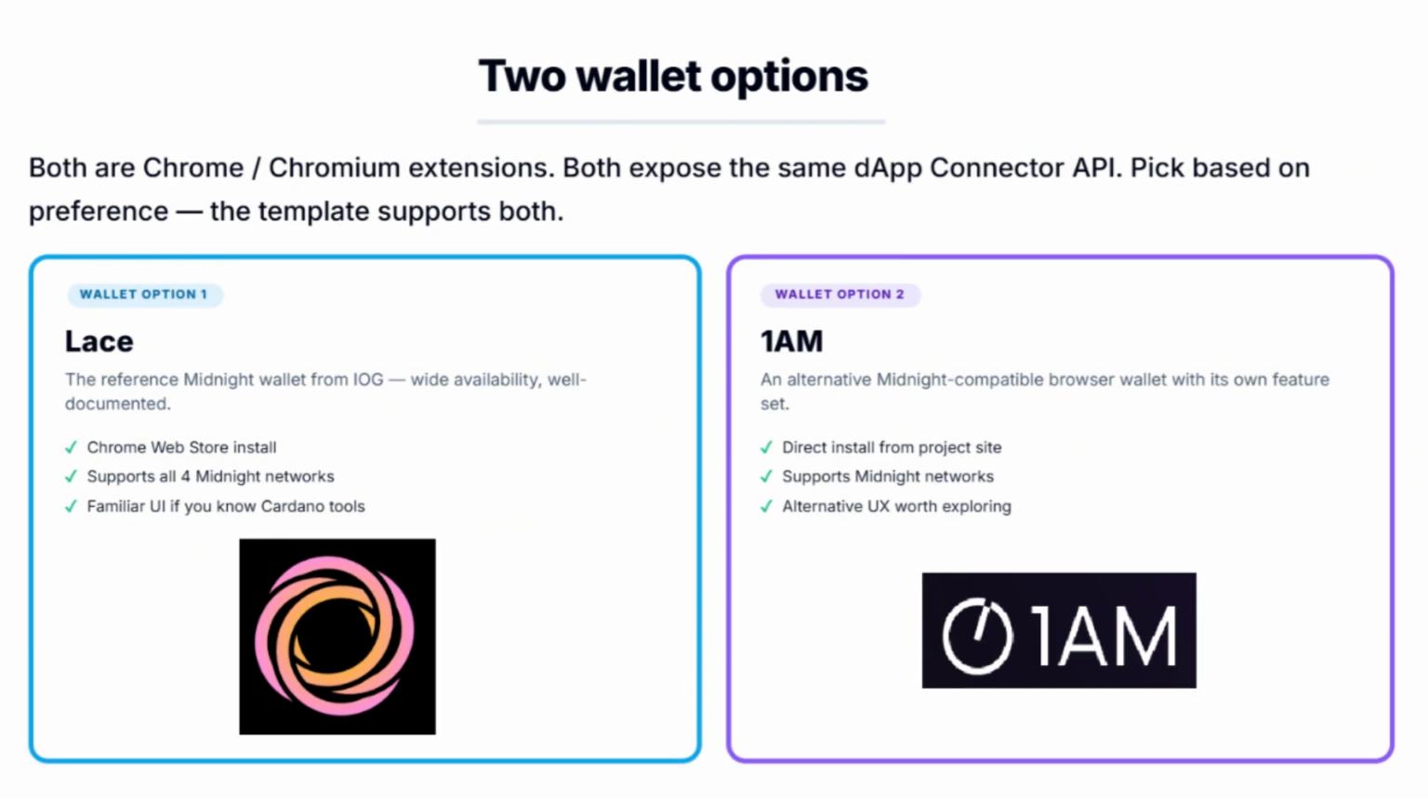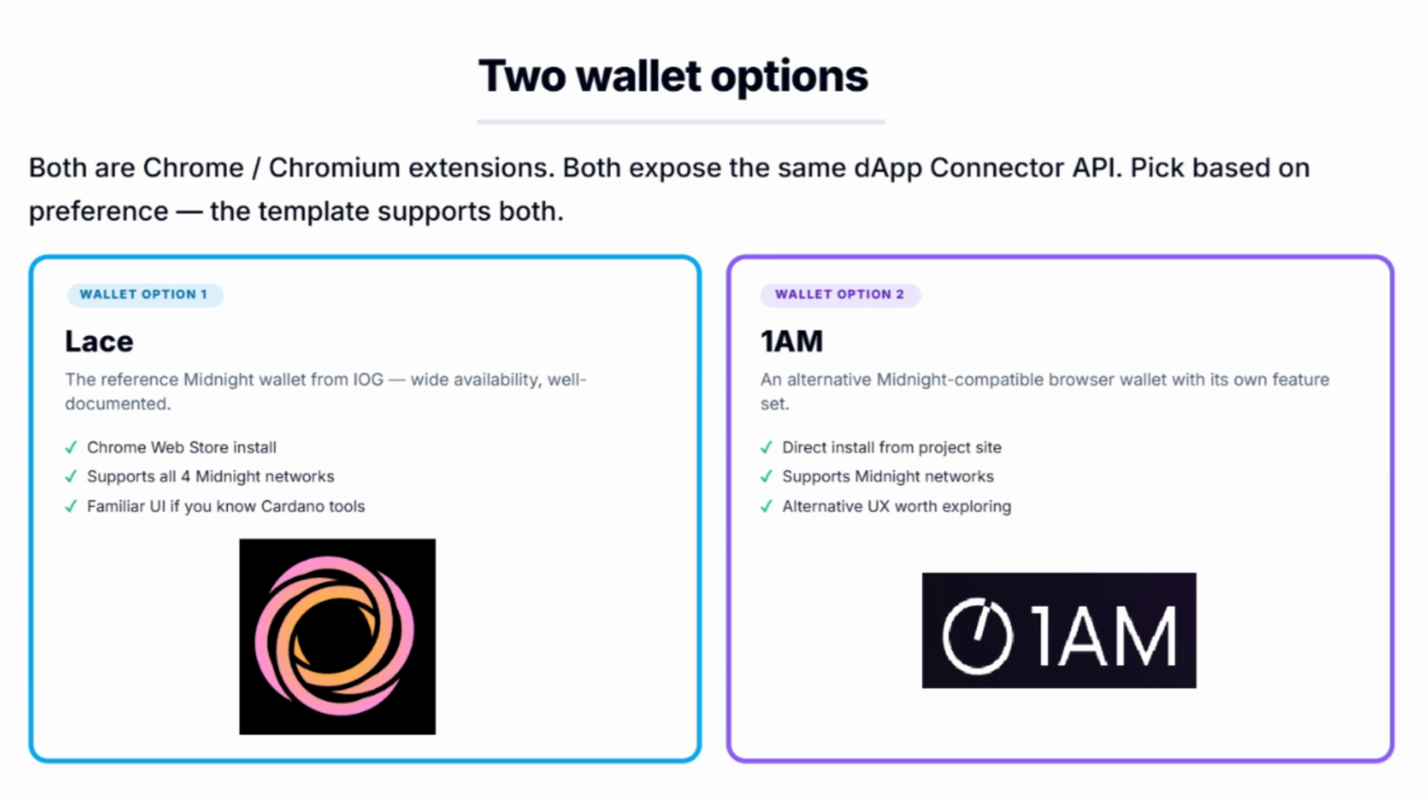Okay, wallets, Lace and 1am. So you have two options. Both are browser extensions. Both implement the same dApp connector API, and the template supports both. Lace is the IOG reference wallet. You install it from the Chrome Web Store, same as any other extension. Supports all 4 Midnight networks. If you have touched anything in the Cardano ecosystem, the UI will feel familiar immediately.